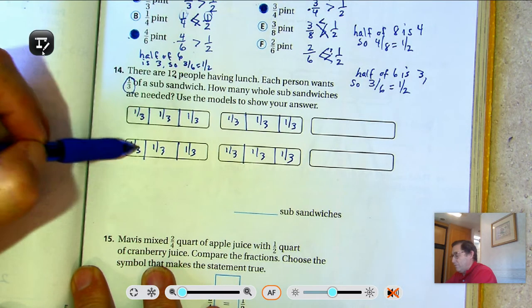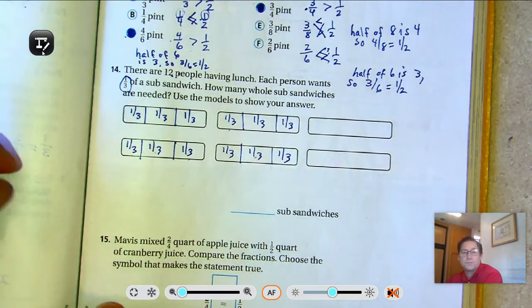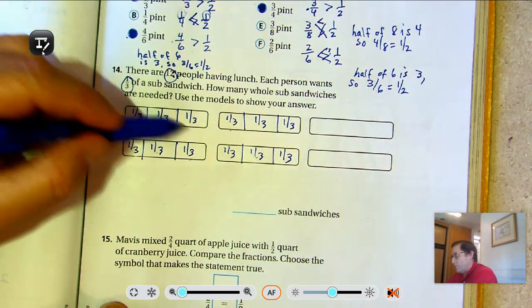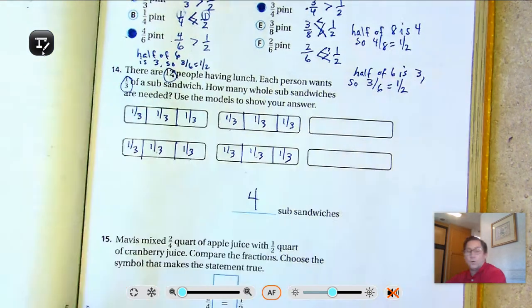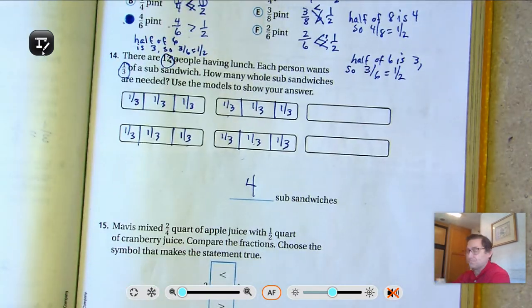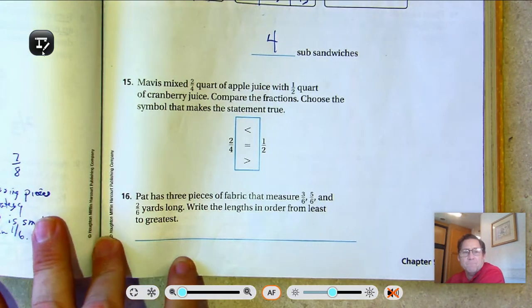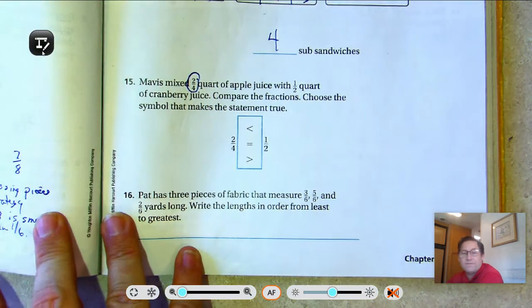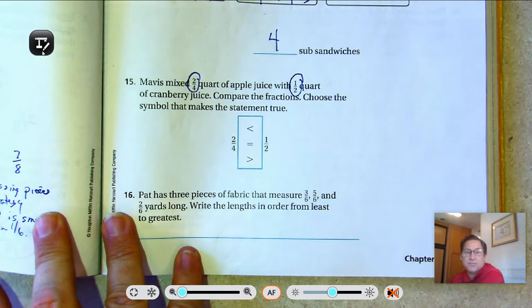1, 2, 3, 4, 5, 6, 7, 8, 9, 10, 11, 12. All right, so there's 12. Each person getting 1/3, I would need 1, 2, 3, 4 sub sandwiches. Number 15. Mavis mixed 2/4 quart of apple juice with half a quart of cranberry juice.